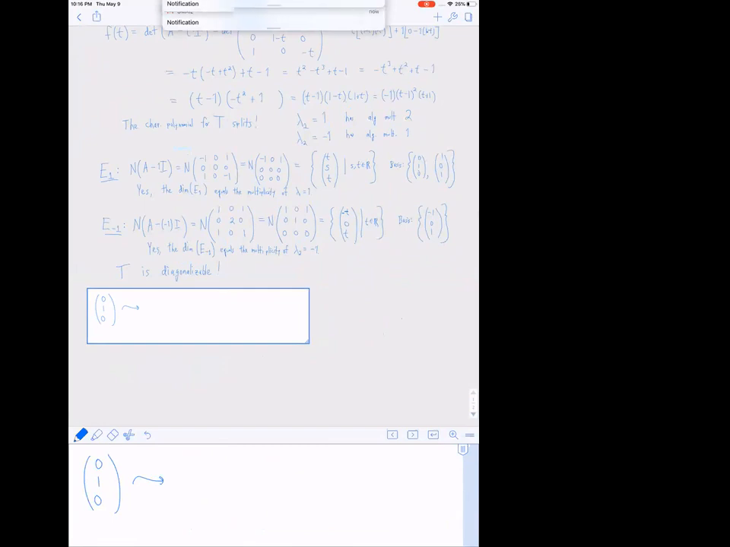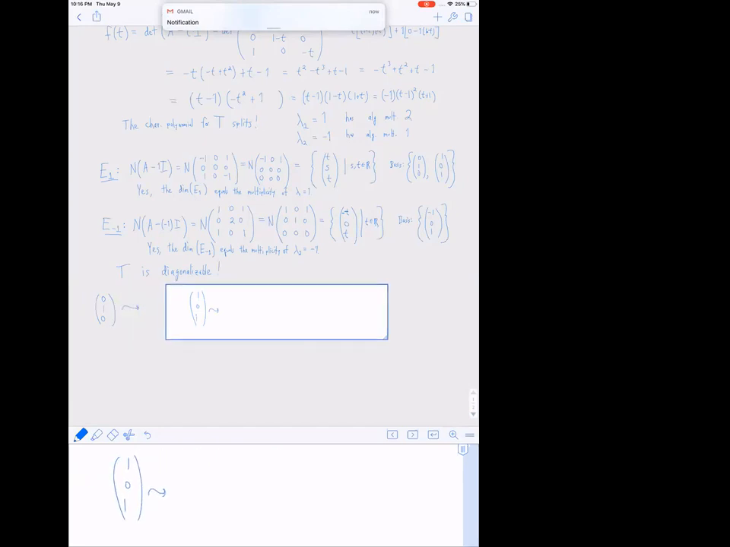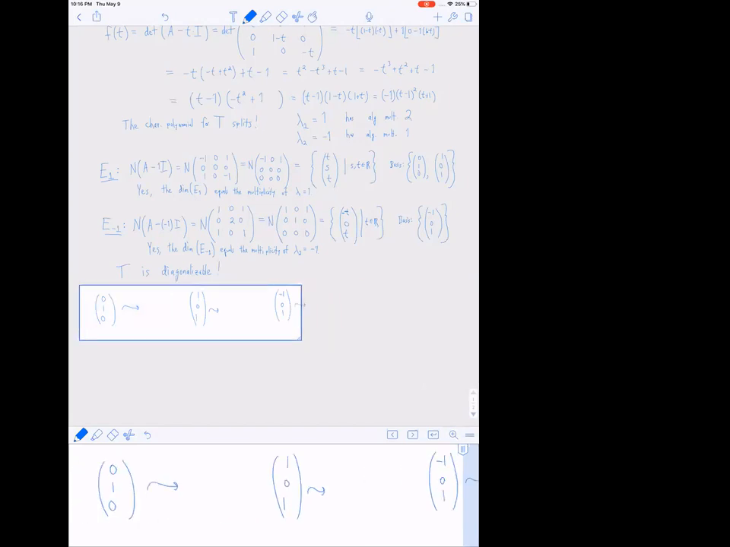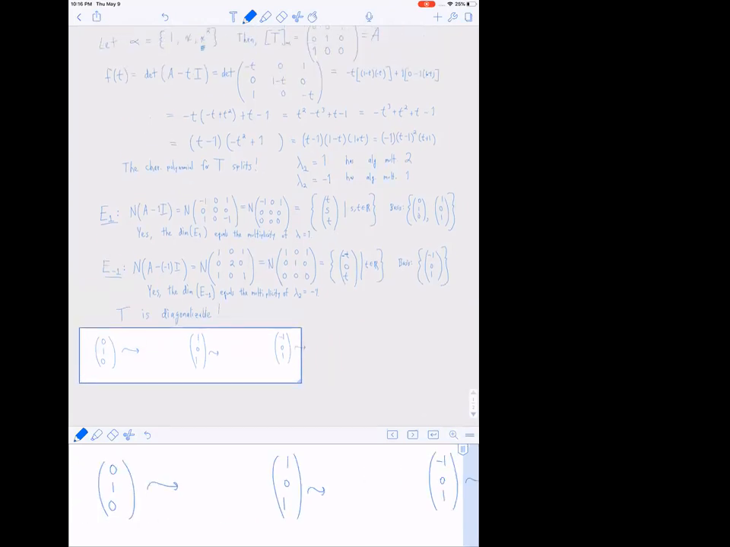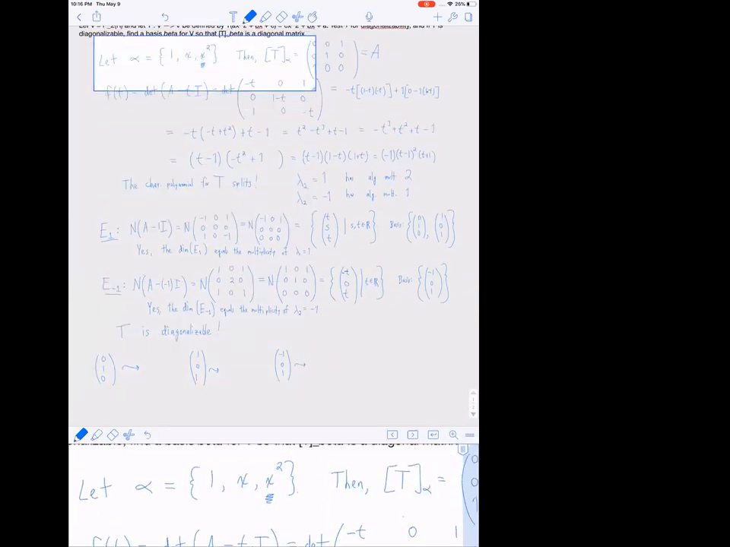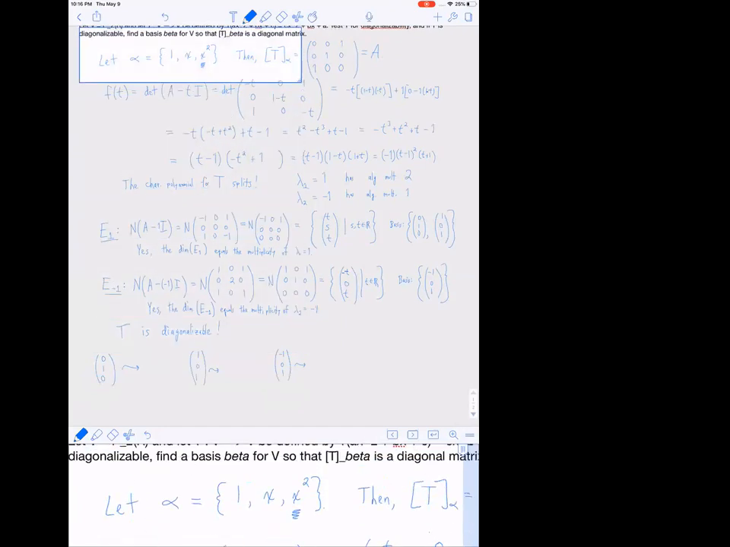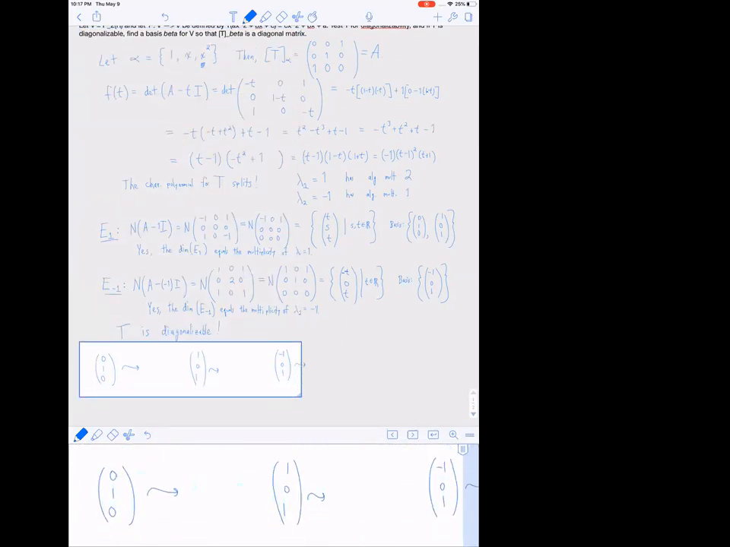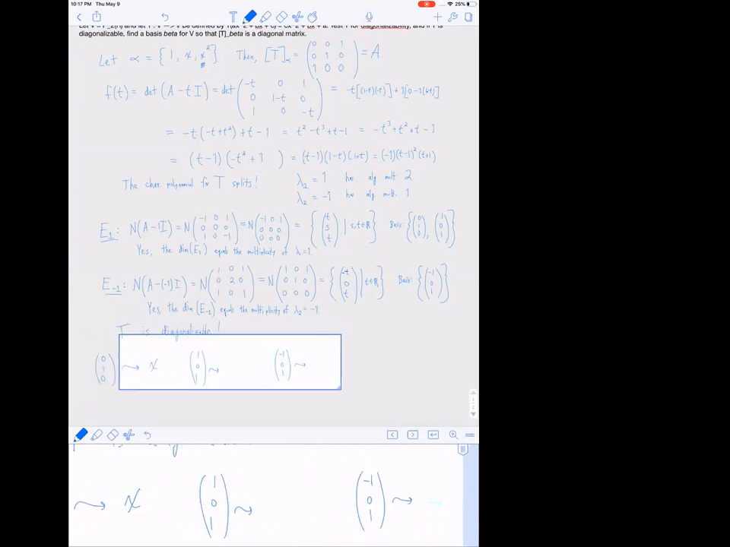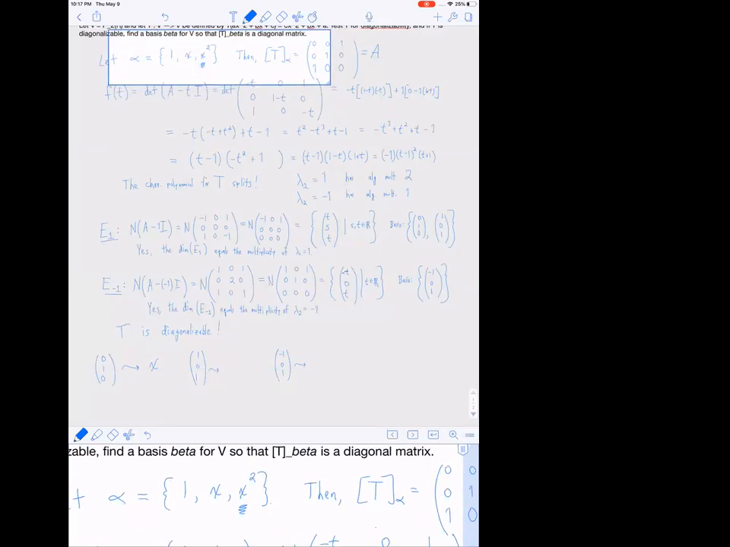So 0, 1, 0, 1, 0, 1, and -1, 0, 1. Well, those are just the coefficients representing vectors from this basis alpha. So the vector 0, 1, 0 means 0 times 1 plus 1 times x plus 0 times x squared. So the corresponding vector in V is just x. Similarly, this 1, 0, 1 means 1 times 1 plus 0 times x plus 1 times x squared.